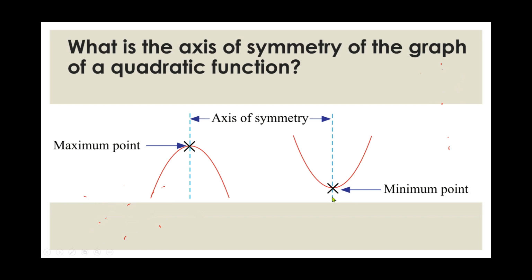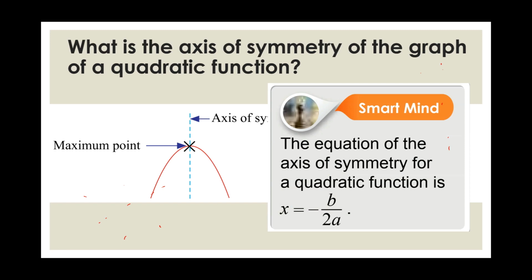So next time when you are going to determine where the axis of symmetry is, directly you can find out what the minimum point is already. This one is a smart mind, and this equation is very useful. The equation of the axis of symmetry for a quadratic function is x equals negative b over 2a. So later on, from the function given, you are going to substitute the values of b and a into it to get the axis of symmetry.